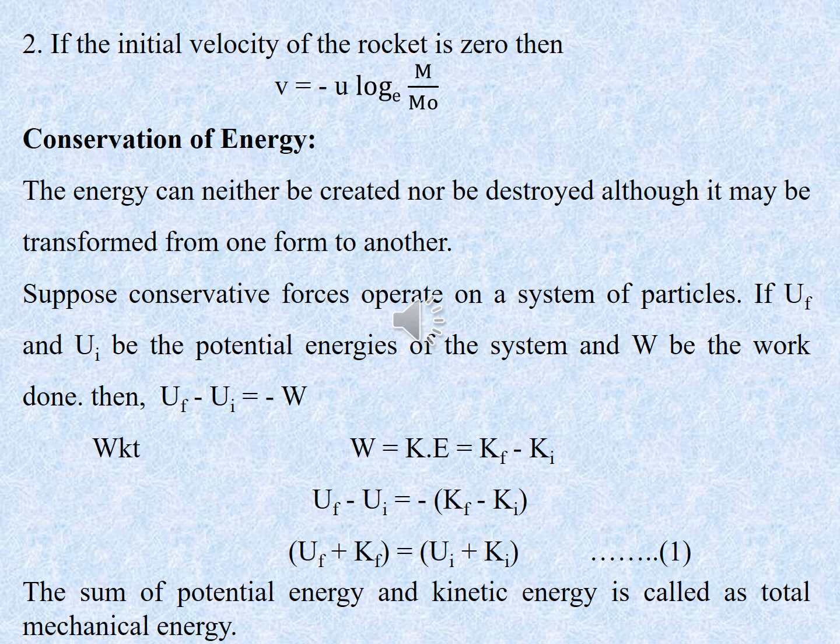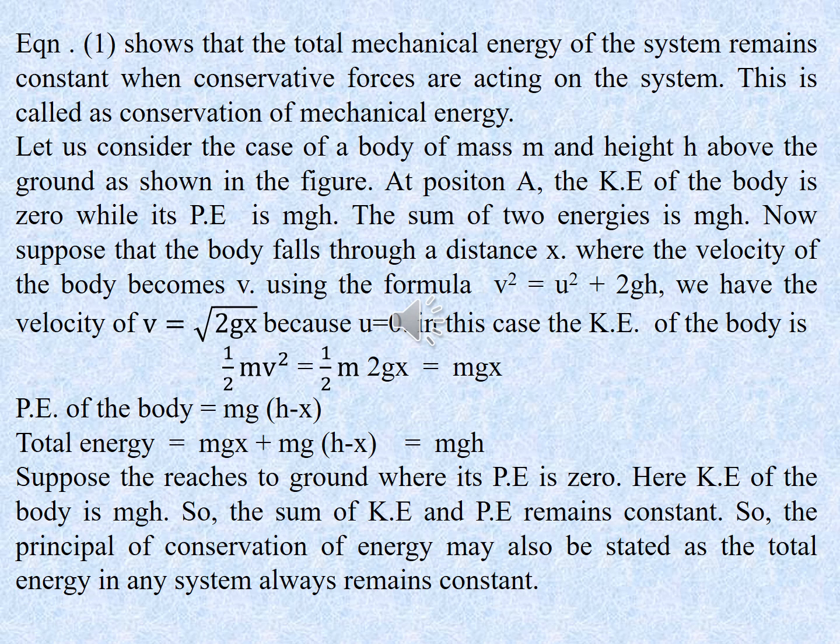So the total work done on the potential and kinetic energies will be equal. So UF minus UI is equal to minus of KF minus KI. Separating the final and initial energies, UF plus KF is equal to UI plus KI, that is equation 1. The sum of potential energy and kinetic energy is called the total mechanical energy. Equation 1 shows that the total mechanical energy of the system remains constant.